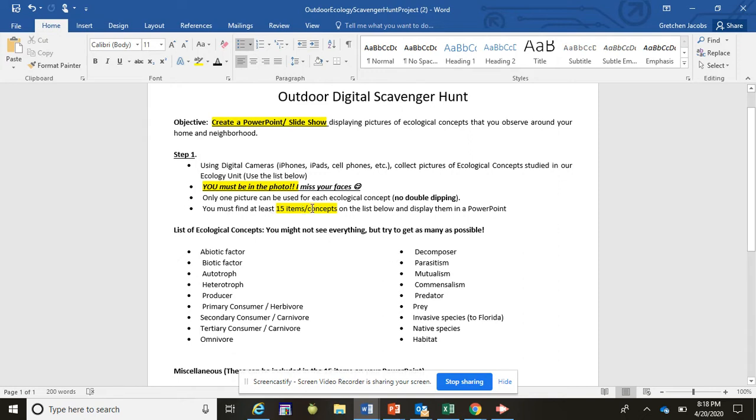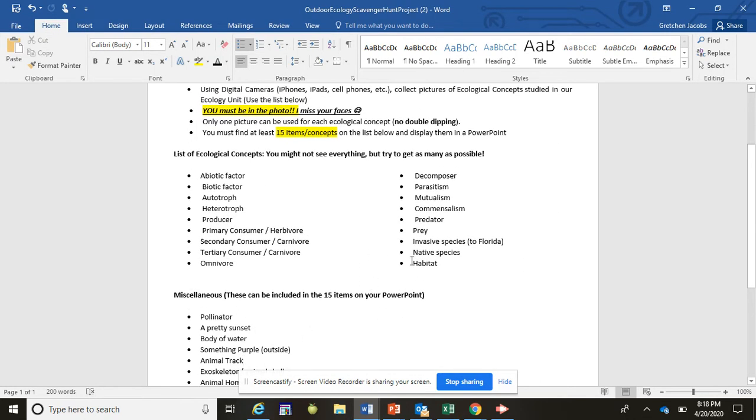You need to find at least 15. I think this list altogether has about 25 things. You need to pick 15 of these to display. If you find extra ones or you find something unique that you think would apply to the ecology unit, please add to it. But just make sure that you're finding things that pertain to ecology.